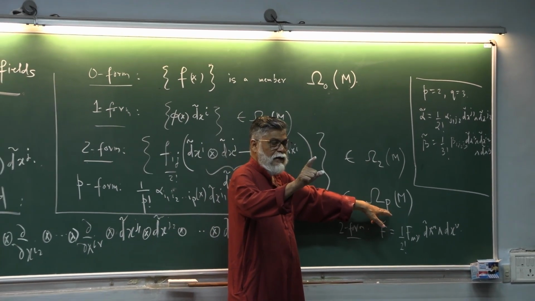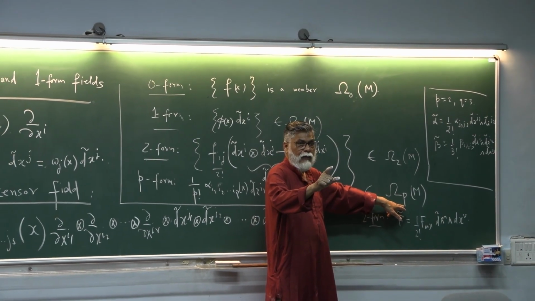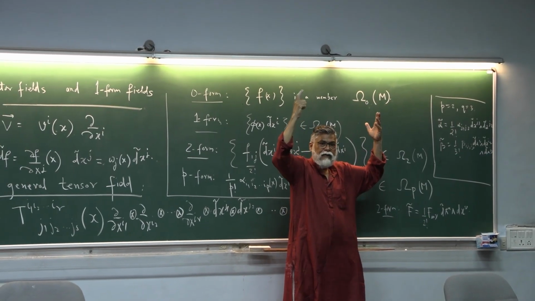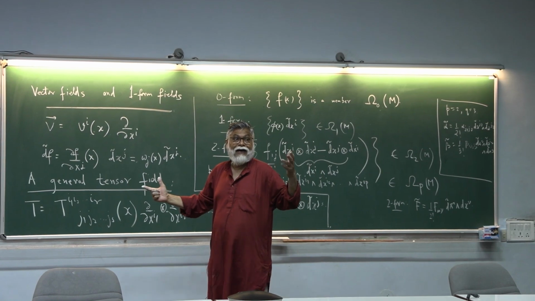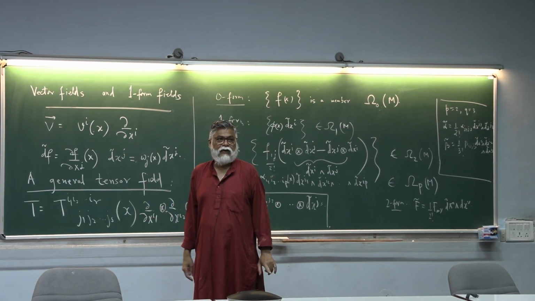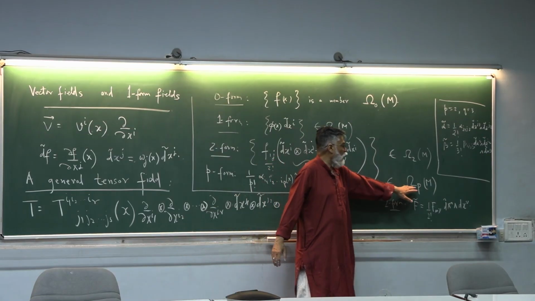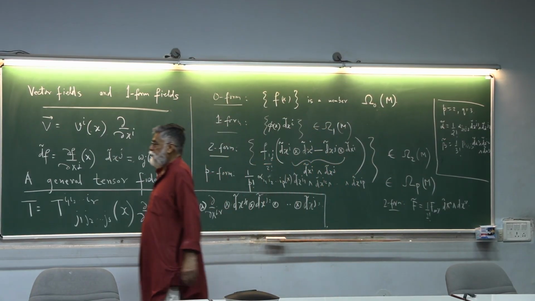First question, can p be any number? Can I take p to be any number? Can I go to infinity? Function spaces are only up to the dimension of the manifold. Exactly. Good. So you can go only up to omega n of M. Why? So let's show it.